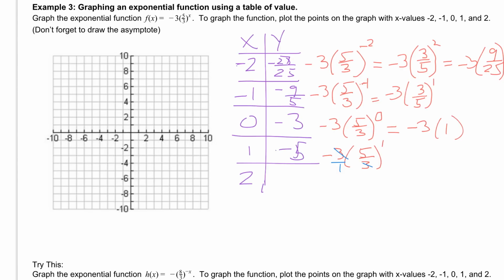And then finally, I have 2. So I'm going to take negative 3 times 5/3 to the second. For that second, I'm going to take 5 to the second and 3 to the second. So I get negative 3 times 25 over 9. Just like before, I can simplify: this negative 3 is like negative 3 over 1. On the diagonal here, 3 and 9 are both divisible by 3, so that cancels out to a 1, and this becomes a 3, and I get negative 25 over 3 for my table.